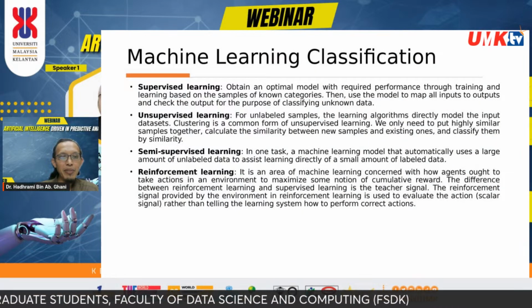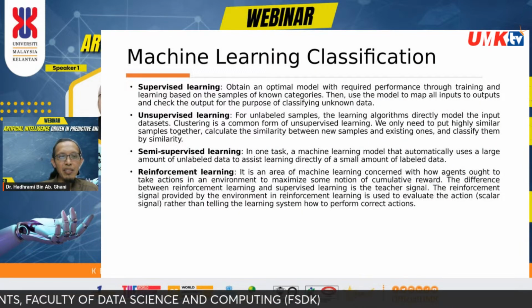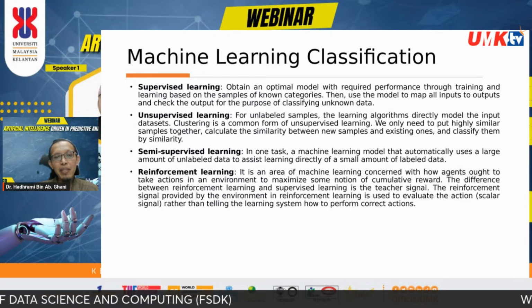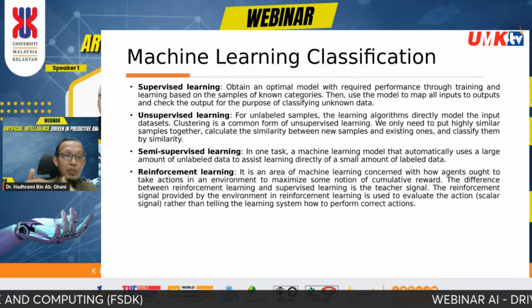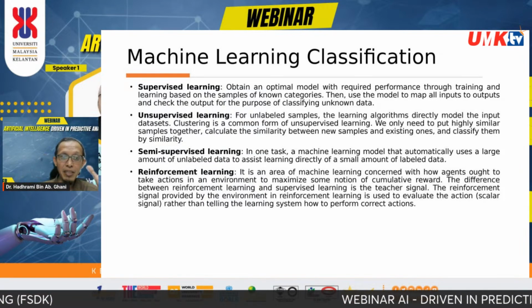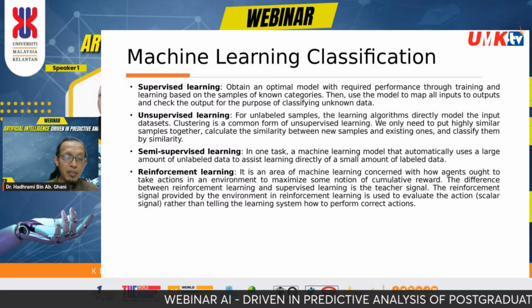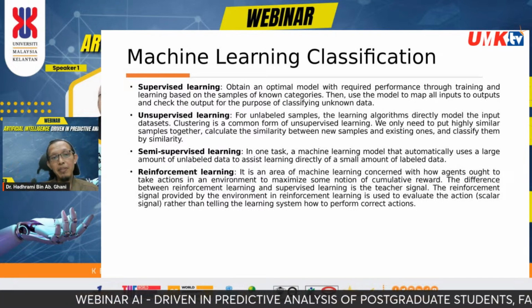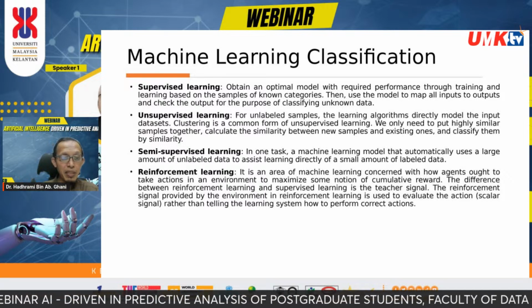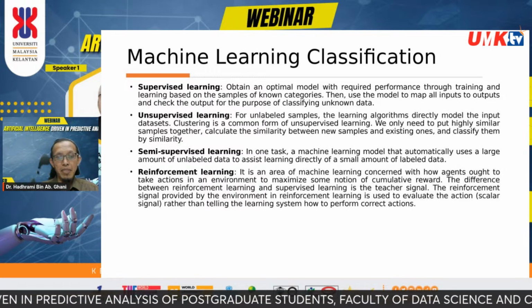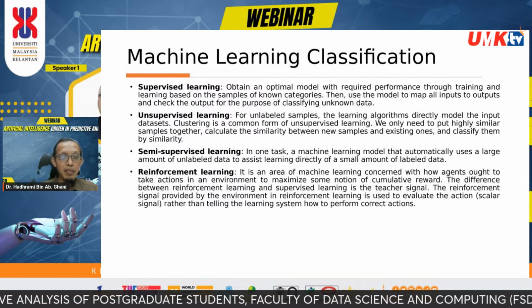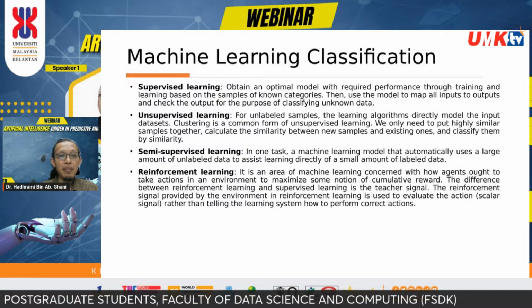So this is what I've been talking about just now. Supervised learning, unsupervised learning, semi-supervised learning. You might have a mixture of the two. Okay, you have some of the data which are labeled, and the majority part of the data which is unlabeled. So when you're dealing with this kind of data, then you can call this semi-supervised learning.